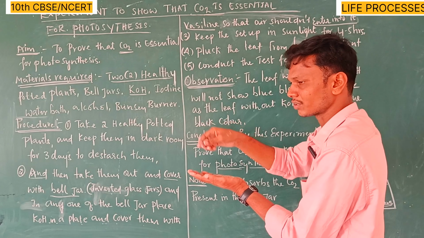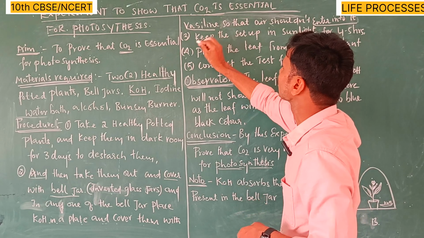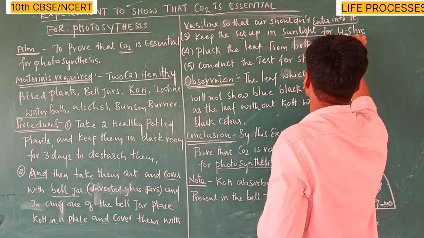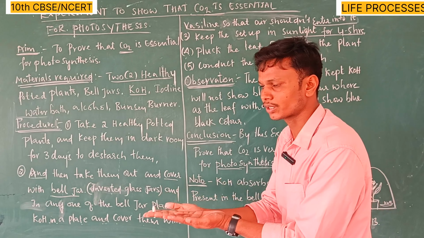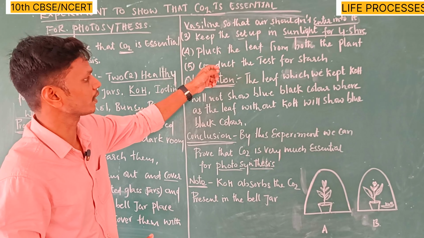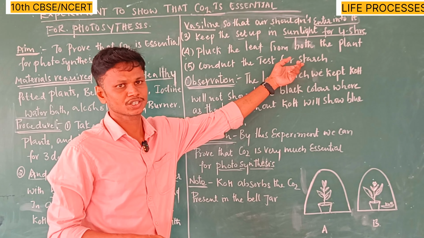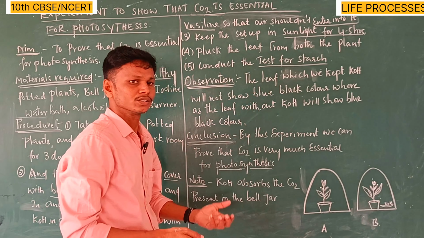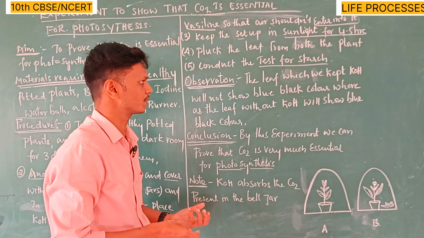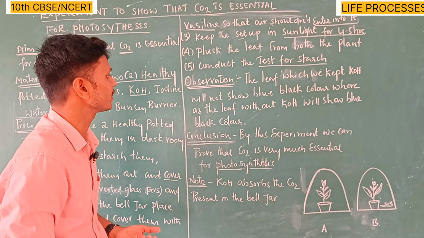We should make it airtight, and then keep the setup in sunlight for 4 to 5 hours. Both the plants you should keep in sunlight for 4 to 5 hours. After that, we take one leaf from each of the plants and conduct the test for starch. You know how to conduct the test for starch. If you don't know, we have already discussed it in our previous video and previous experiment.